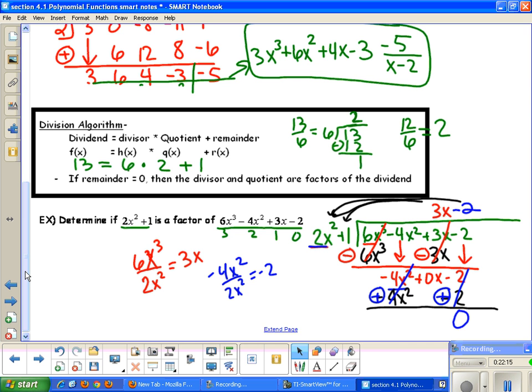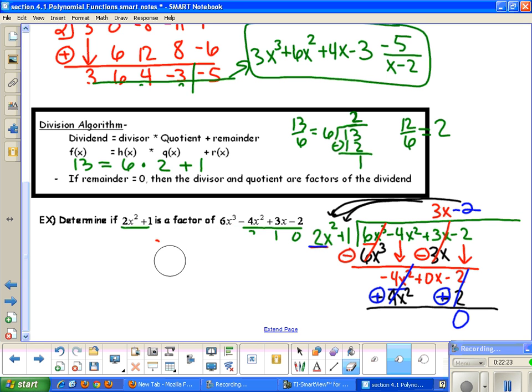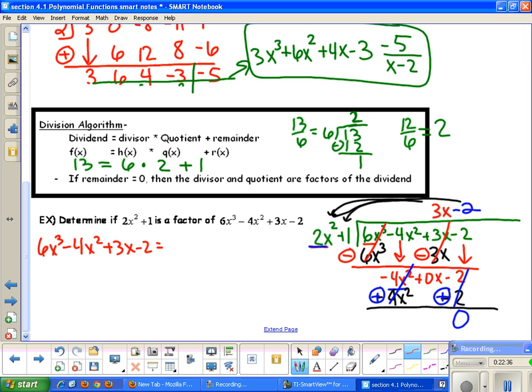So because the remainder is 0, I know that 2x squared plus 1 and 3x minus 2 are both factors of 6x cubed minus 4x squared plus 3x minus 2. And we can write that using the division algorithm. So if I were to multiply these out, I would get this polynomial equation here. And so the question was to determine if it's a factor, so I would say yes.